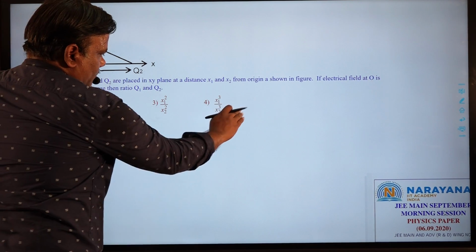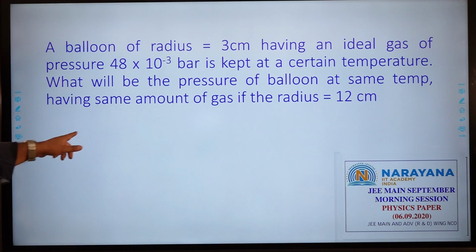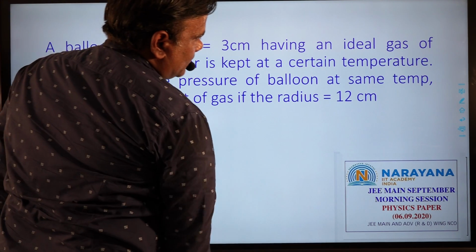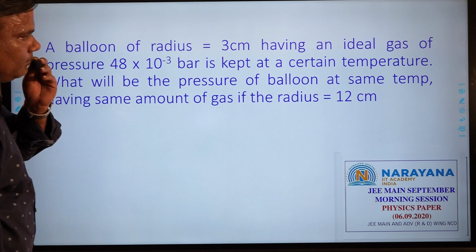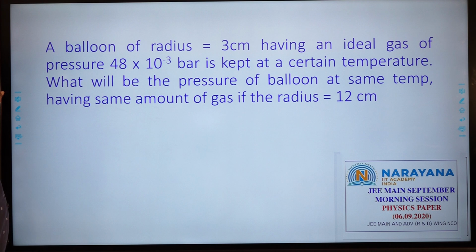Now we go to the next question. Now this question is based on thermodynamics, I think. A balloon of radius 3 cm having an ideal gas of pressure this much bar is kept at a certain temperature. What will be the pressure of the balloon at the same temperature having the same amount of gas in the radius of 12 cm? So this is a simple question of thermodynamics where you have to understand that the radius of the balloon will give you the volume of gas inside it.